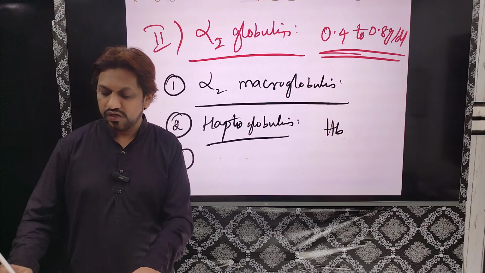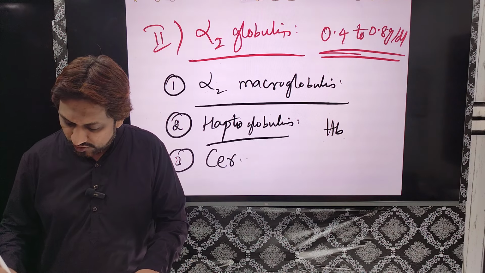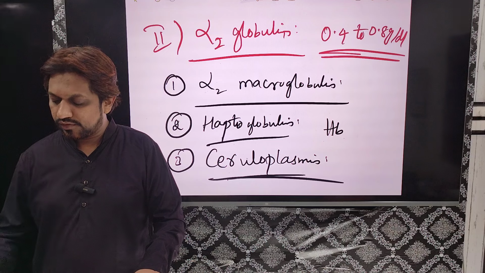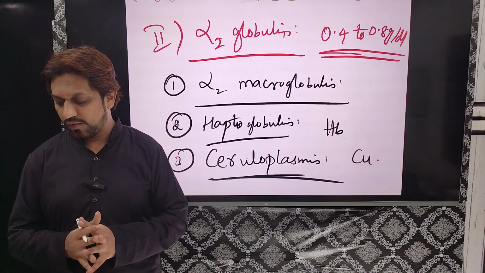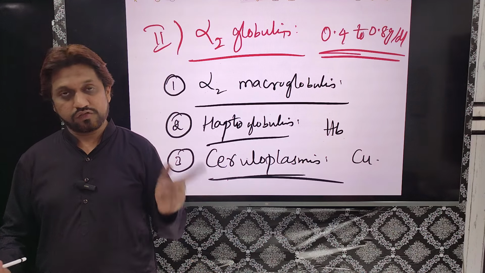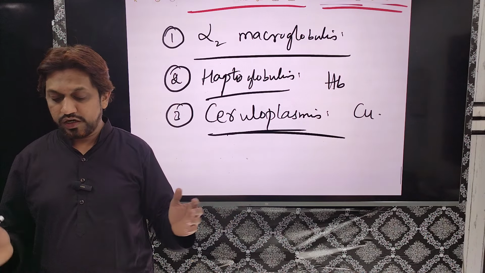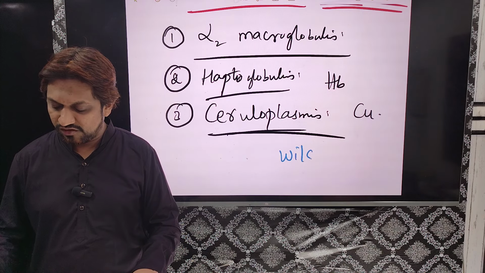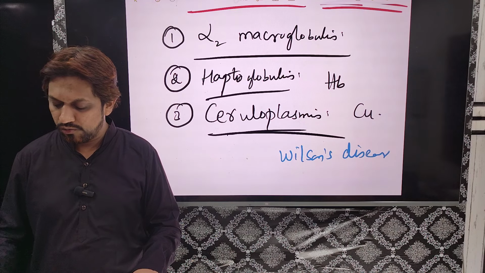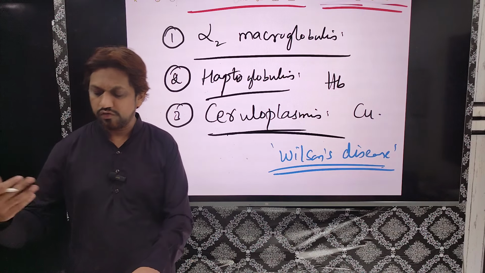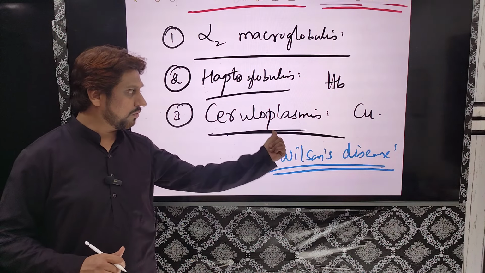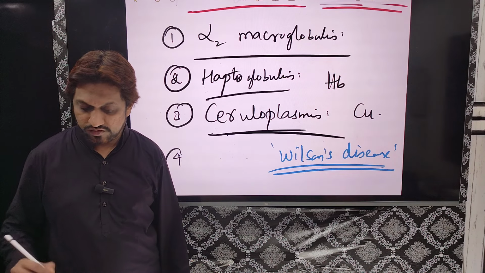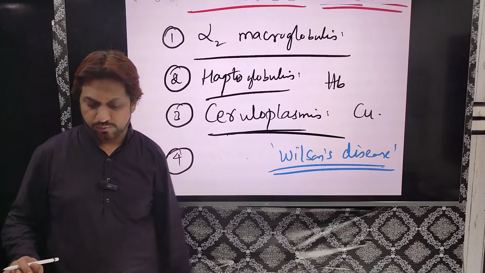Then we have one more very important alpha 2 globulin, ceruloplasmin. Again, this alpha 2 globulin helps in transport of copper, that is, it is a copper binding protein. Generally, deficiency of this particular protein, ceruloplasmin, will lead to excess copper in the blood, and it leads to a clinical condition known as Wilson's disease. We'll discuss hepatolenticular degeneration, or Wilson's disease, in detail in some other video. It is related to copper metabolism, where ceruloplasmin deficiency will lead to Wilson's disease, because it helps in binding and transport of copper.